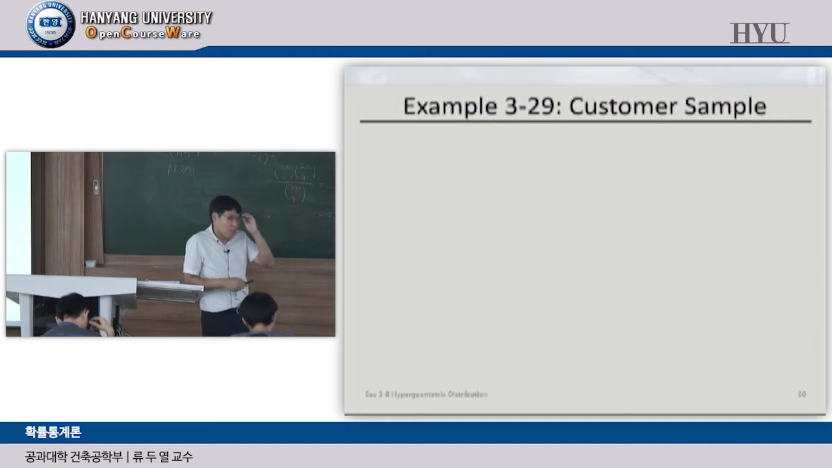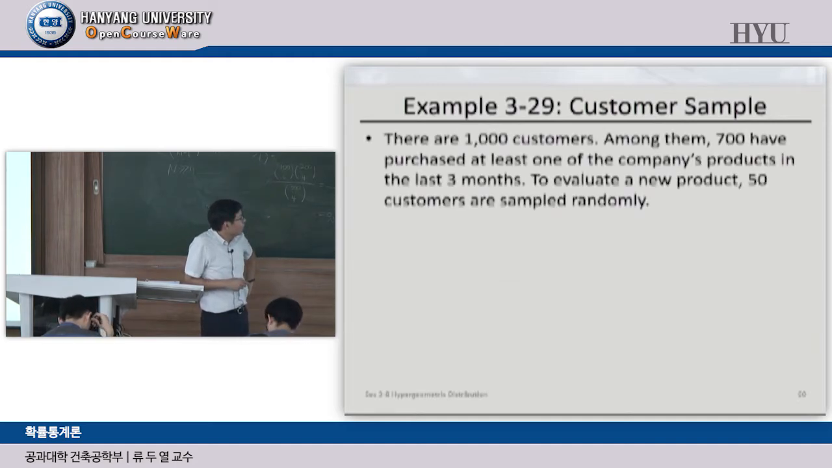And this is another example. There are 1,000 customers, and among them, 700 have purchased at least one of the company's products in the last 3 months. To evaluate a new product, 50 customers are sampled randomly.